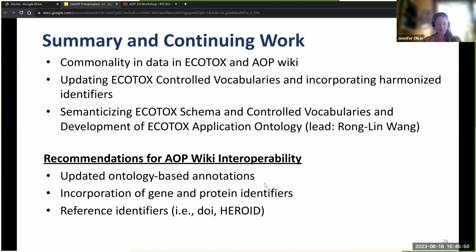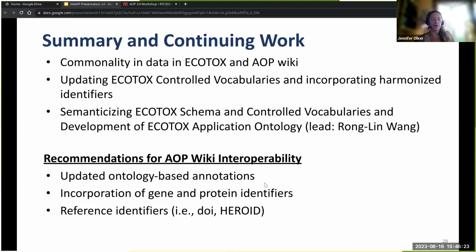So with this, we're hoping that we'll be able to interface with any updated ontology-based annotations or ontological mapping that's happening on the AOP wiki side so that we can have better connections between these two tools. I think it's actually a two-way path here. We also are really interested if AOP wiki is able to incorporate gene and protein identifiers, because that's an area where we have a lot of new data coming out in the ecotoxicological literature, and getting identifiers there would be really helpful for making those linkages.